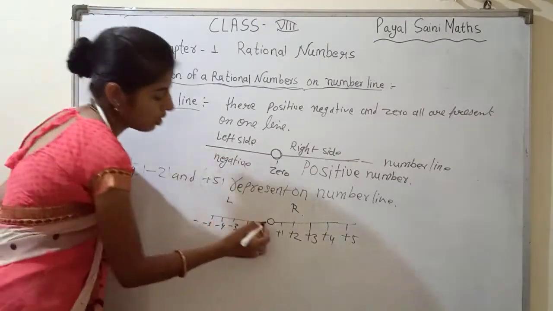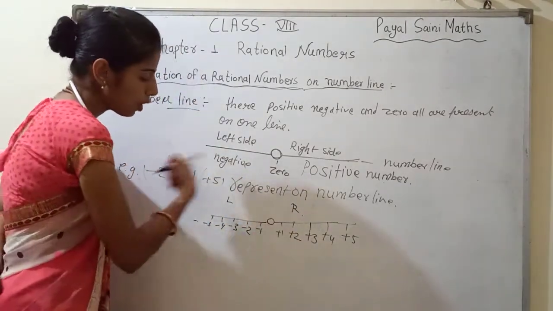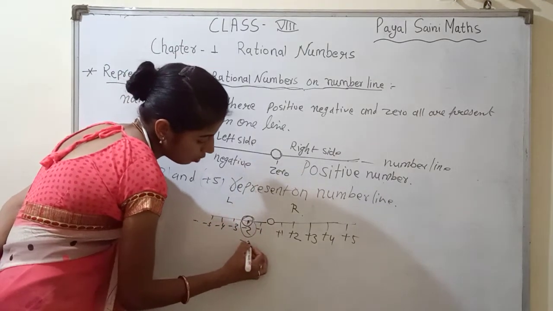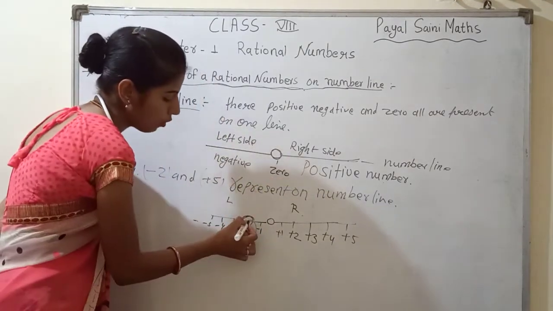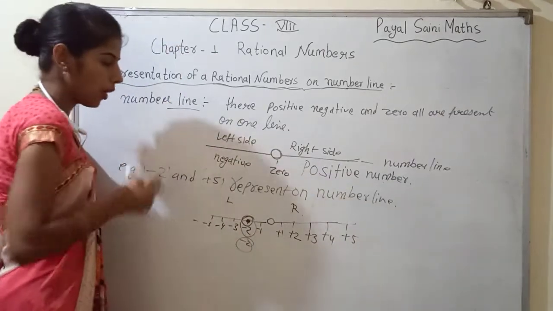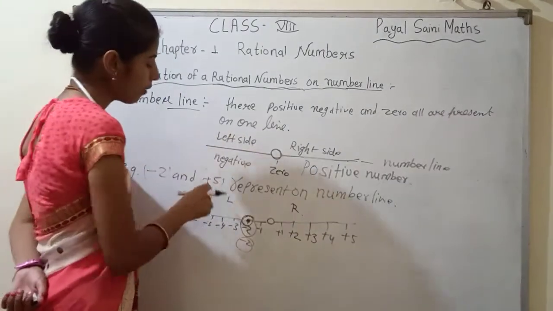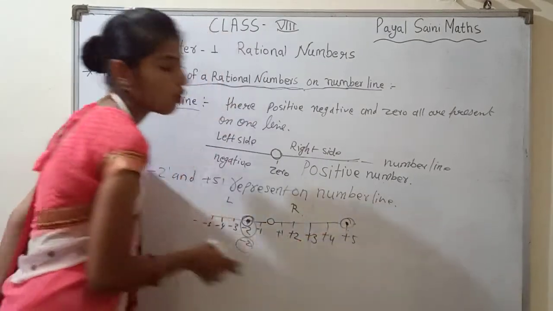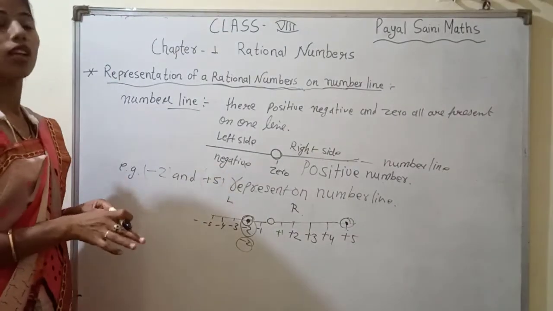Then -2 means it is on the left side of the number line. So where is -2? This is our -2. To represent it on the number line, we make a simple small point here, and here is +5. Then we make a point for +5. This is how simple numbers are represented on a number line.